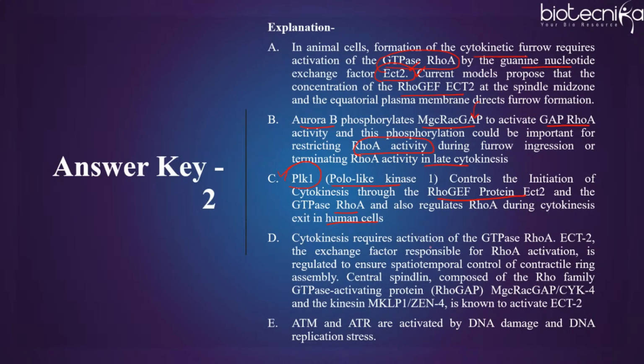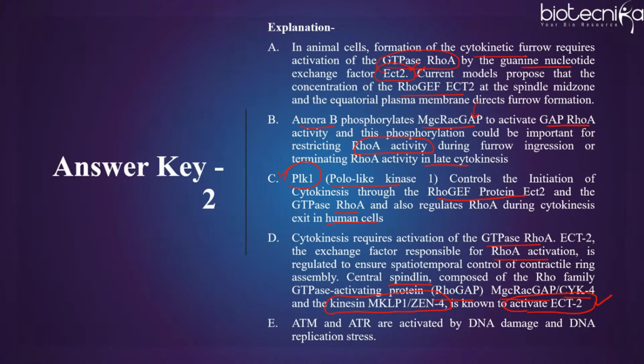Then D, cytokinesis requires activation of the GTPase RhoA, and ECT2 is the exchange factor responsible for Rho activation. So all this we saw. And then finally, there is the centralspindlin. It is composed of the Rho family GTPase activating protein, MGC RacGAP, CYK4, and the kinesin. So the kinesin that is mentioned in the question. All these proteins are further helping in activating ECT2.